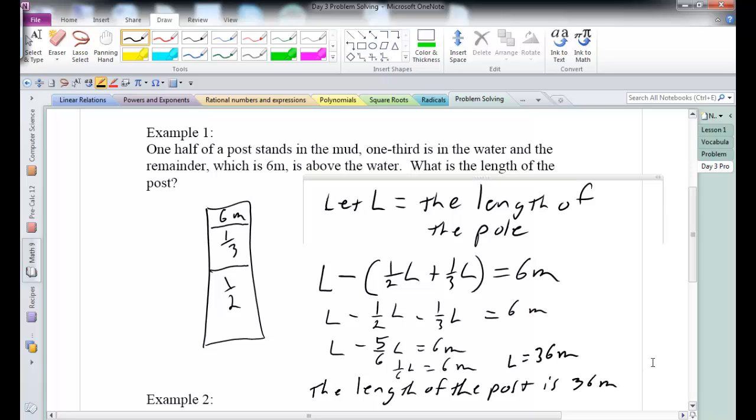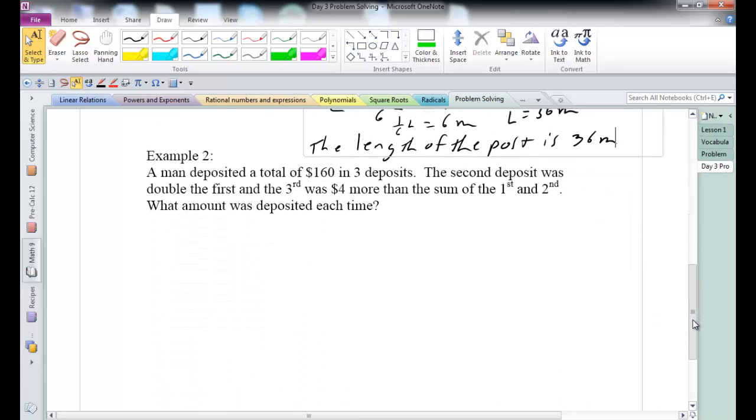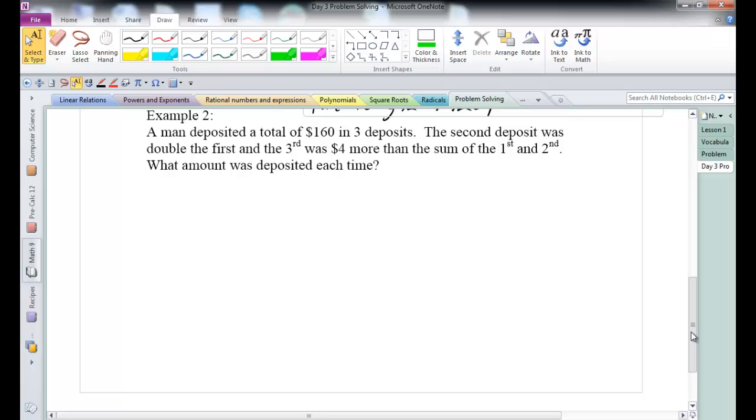Okay, let's try another example. Again, you can pause the video. You can have a look at this one and see what you can come up with. You draw a diagram, come up with an equation, and then solve that equation. Okay, a man deposited a total of $160 in 3 deposits. The second deposit was double the first, and the third was $4 more than the sum of the first and the second. What amount was deposited each time? So a little bit of chart. Let's start with a let statement.